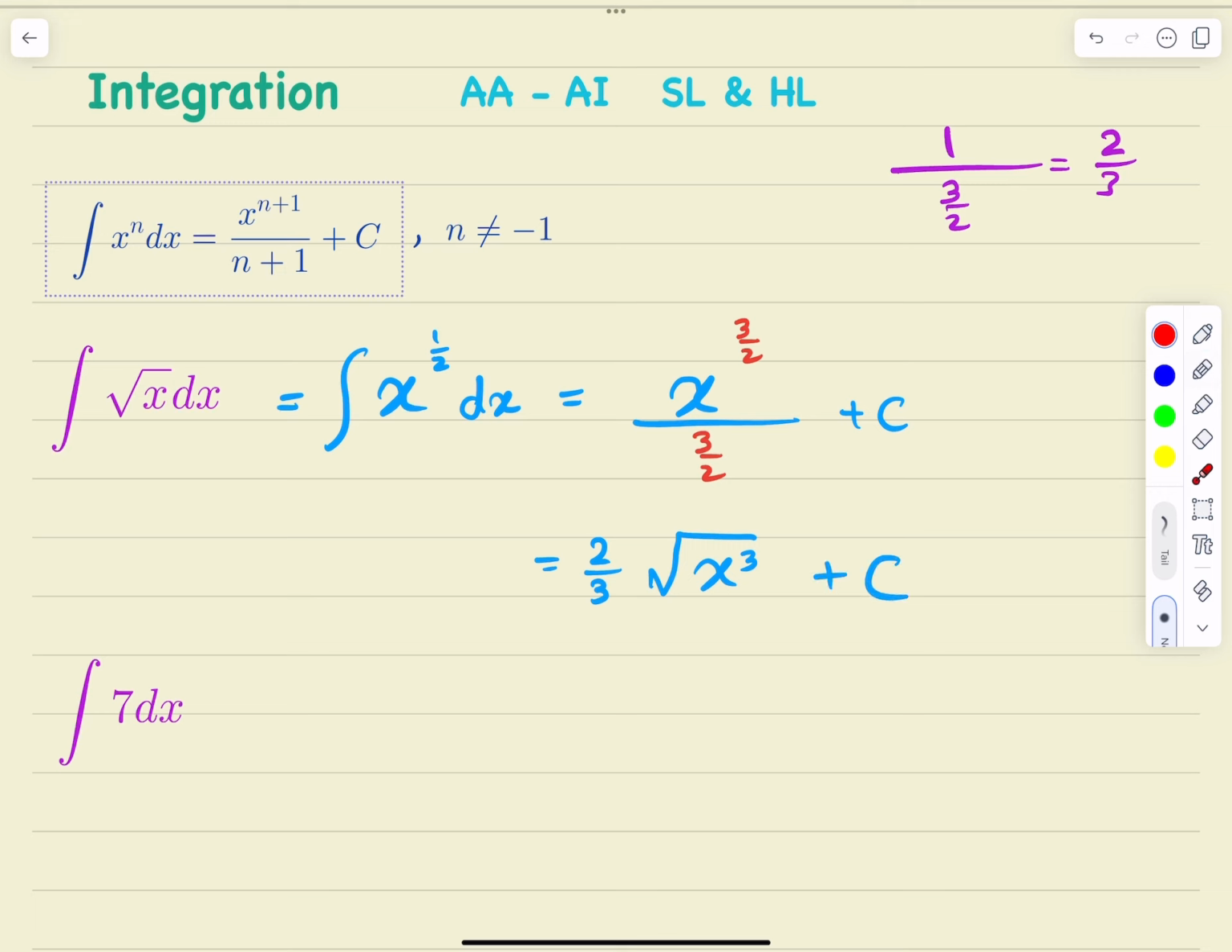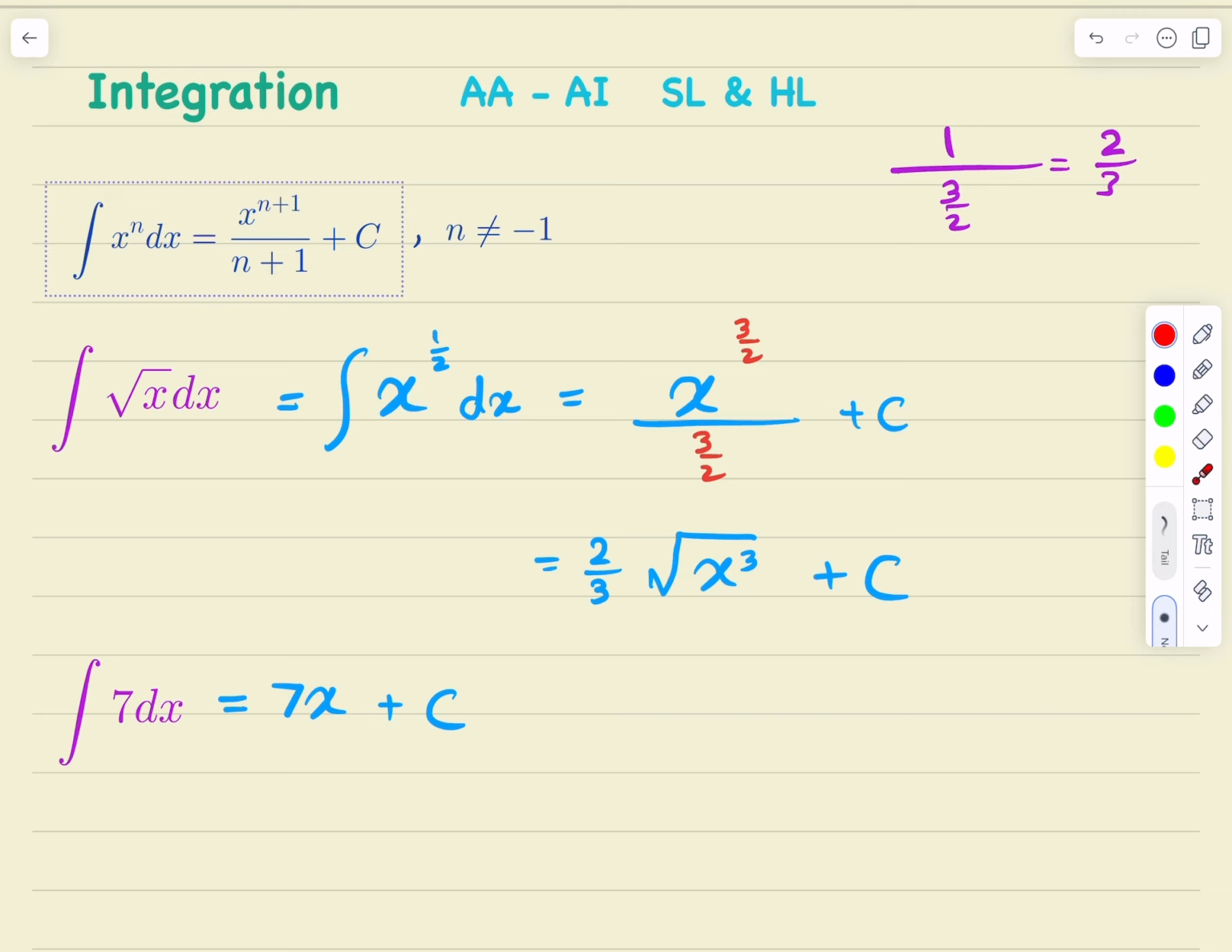Here now we have an integral of just a constant number without x, the integral of 7. So simply, when you have only a number like this, 7, the integral will be just 7x. We just put here x and then plus c, because when you differentiate 7x back, you will get 7.